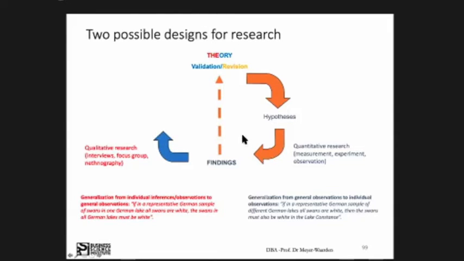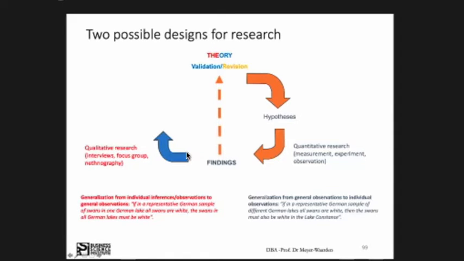So it's a circle. From theory, you test the theory, and from the findings, you validate your hypothesis and thus theory, or reject your hypothesis and thus reject and revise theory.